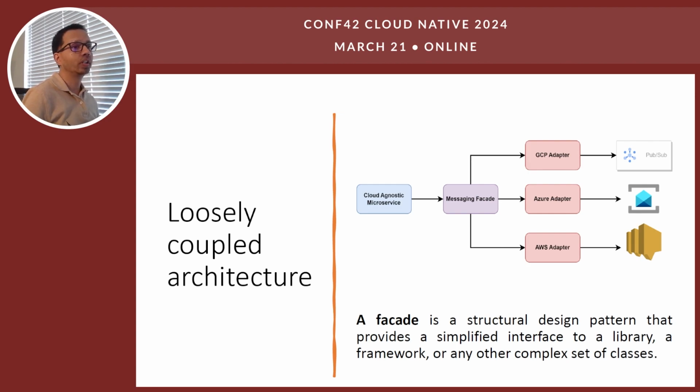As you can see, we have this blue box with a cloud agnostic microservice, which is talking to some messaging facade. And this messaging facade is basically talking to a specific cloud provider adapter. In GCP, we want to connect to Cloud Pub/Sub. In Azure, Service Bus. In AWS, we want to run SNS.